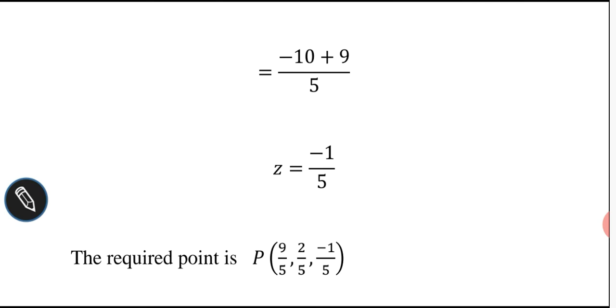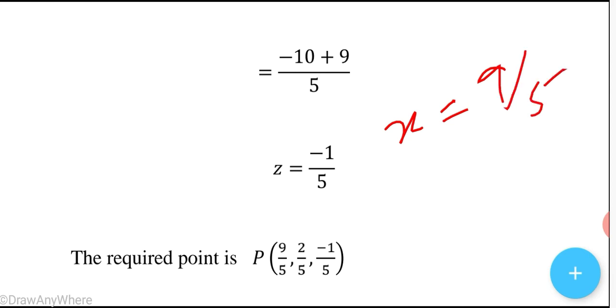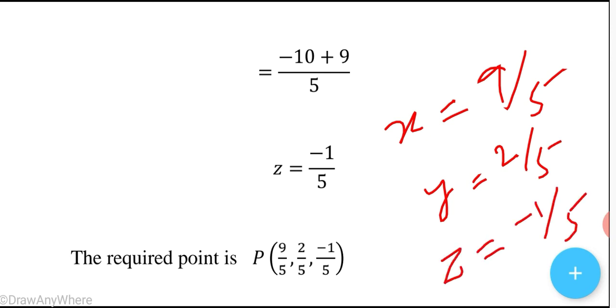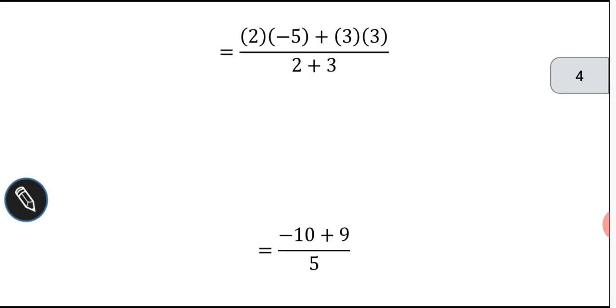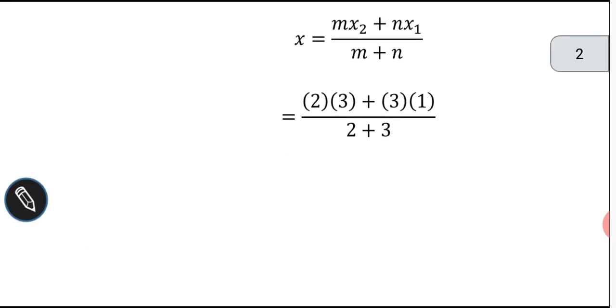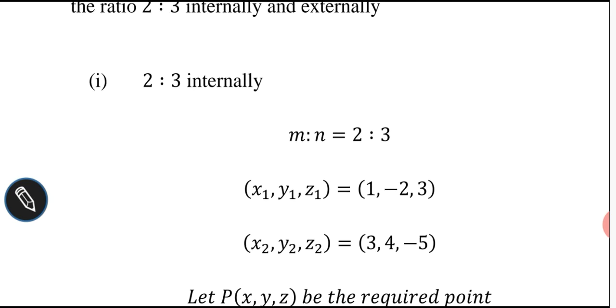So the required point for internal intersection is P of 9 by 5 comma, the value of x is 9 by 5, y is equal to 2 by 5, z is equal to minus 1 by 5. Okay, so the required point is P of 9 by 5 comma 2 by 5 comma minus 1 by 5. So this is for 2:3 internally.